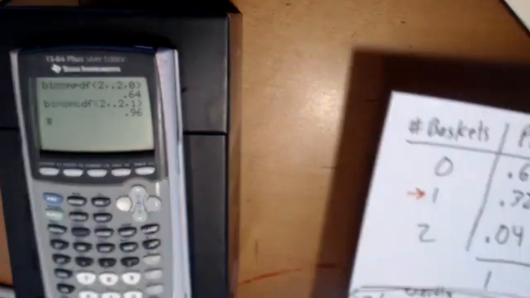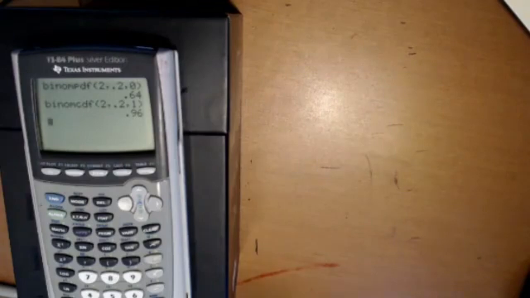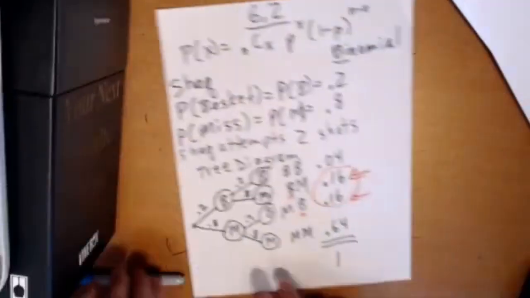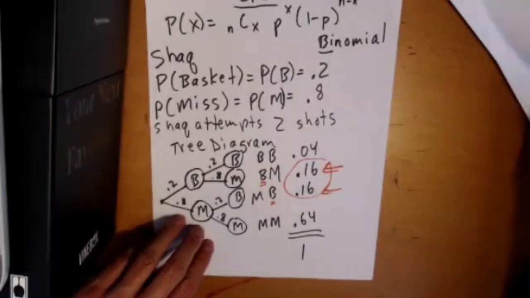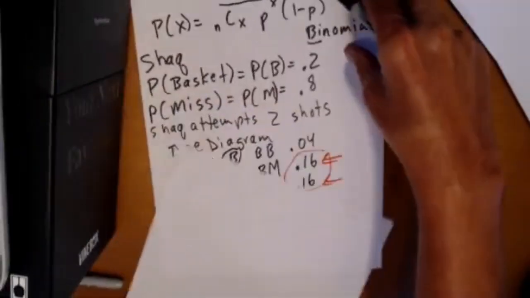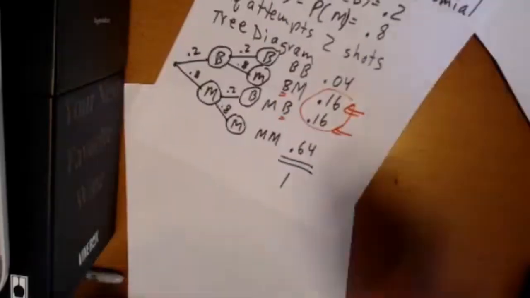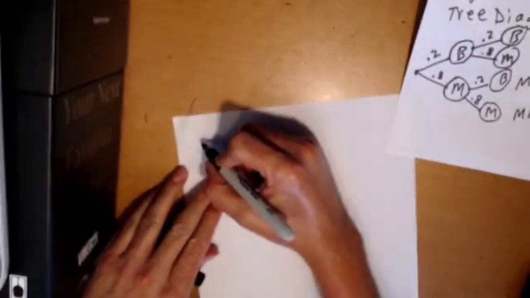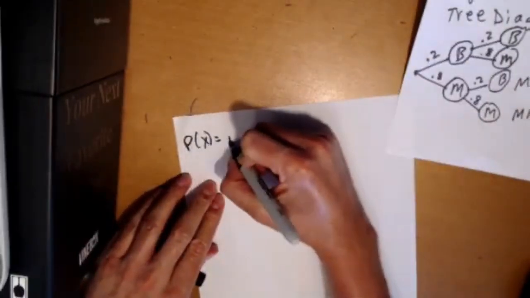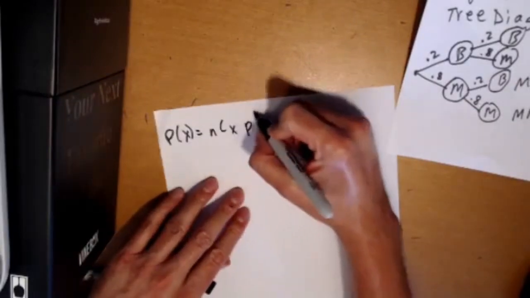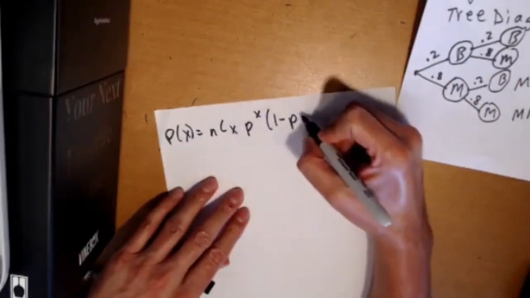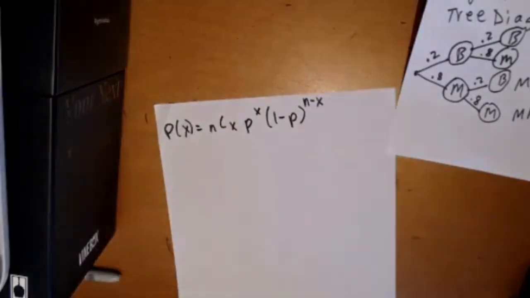So now let's take a look at what the formula actually means. The calculator is actually doing this formula for us. The probability it's figuring out for us is NCX, P to the X, 1 minus P to the N minus X.